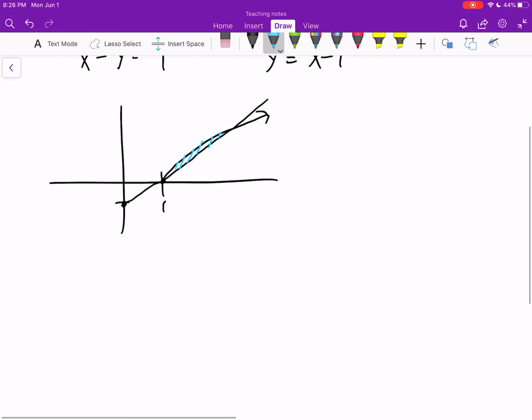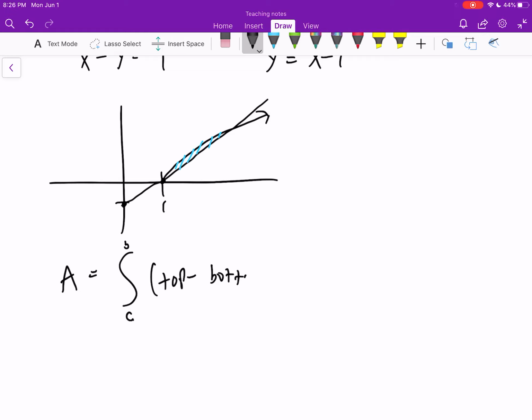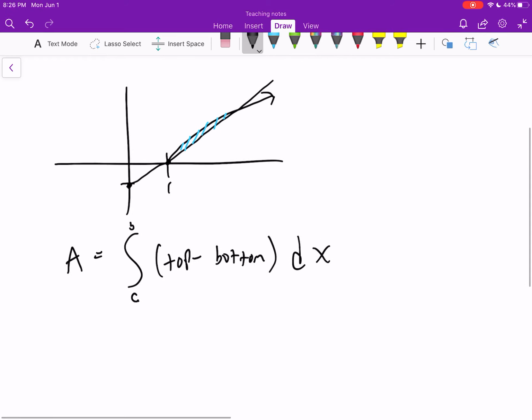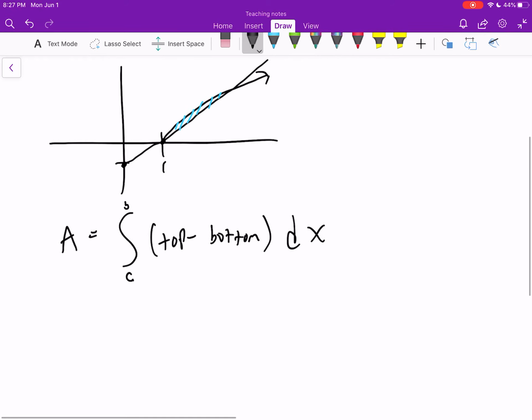So our area then is going to be the integral from a to b, top minus bottom. And then we're going along the x direction here, so it's going to be dx. And so we need to figure out our bounds. Well, we can see what a is already. A is going to be 1 just from the graph.